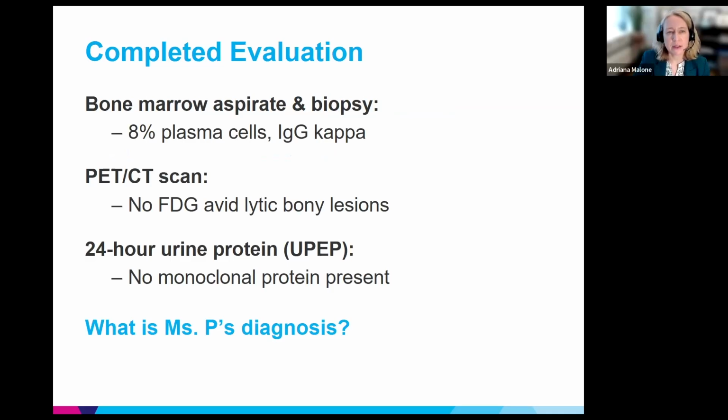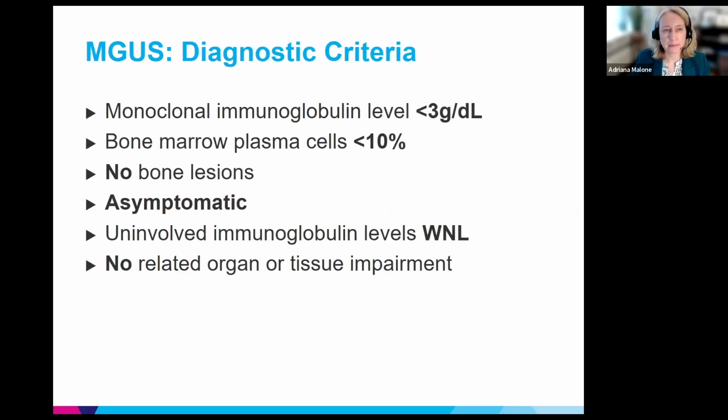So to complete the evaluation, a bone marrow aspirate and biopsy is performed, demonstrating 8% of plasma cells, which on immunohistochemistry are IgG kappa plasma cells. A PET-CT scan is also completed and shows no evidence of FDG-avid lytic bony lesions. And a 24-hour urine protein equally shows no monoclonal protein present. So what is the patient's diagnosis?